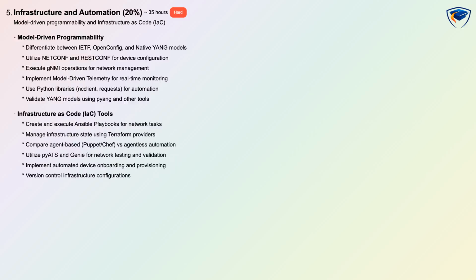Additionally, you'll need to have knowledge of infrastructure as code, IaC, tools, including how to create and execute Ansible playbooks for network tasks, manage infrastructure state using Terraform providers, compare agent-based versus agentless automation, utilize pyATS and Genie for network testing and validation, implement automated device onboarding and provisioning, and version control infrastructure configurations.